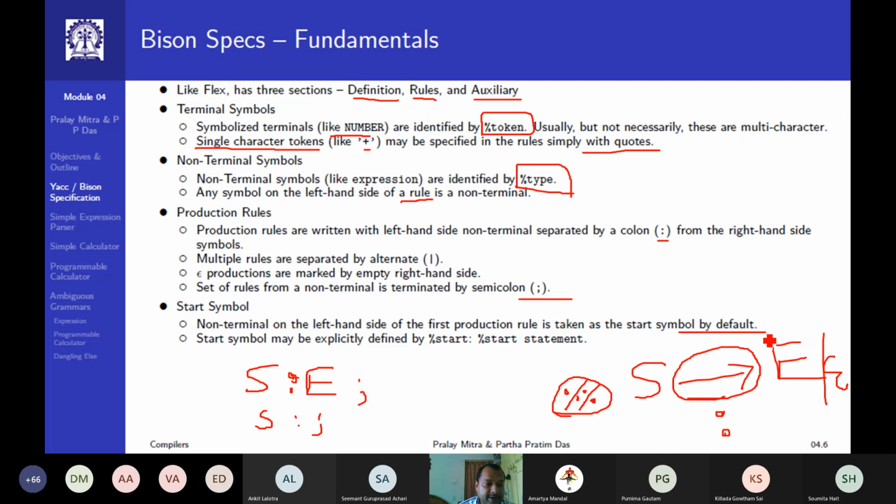Otherwise you need to specifically mention what your start symbol is. Just to avoid that, it might be a good idea to assume that the first production rule's left hand side non-terminal is your start symbol. That's it. The start symbol may also be explicitly defined by the %start statement, so it is also possible to define it this way.